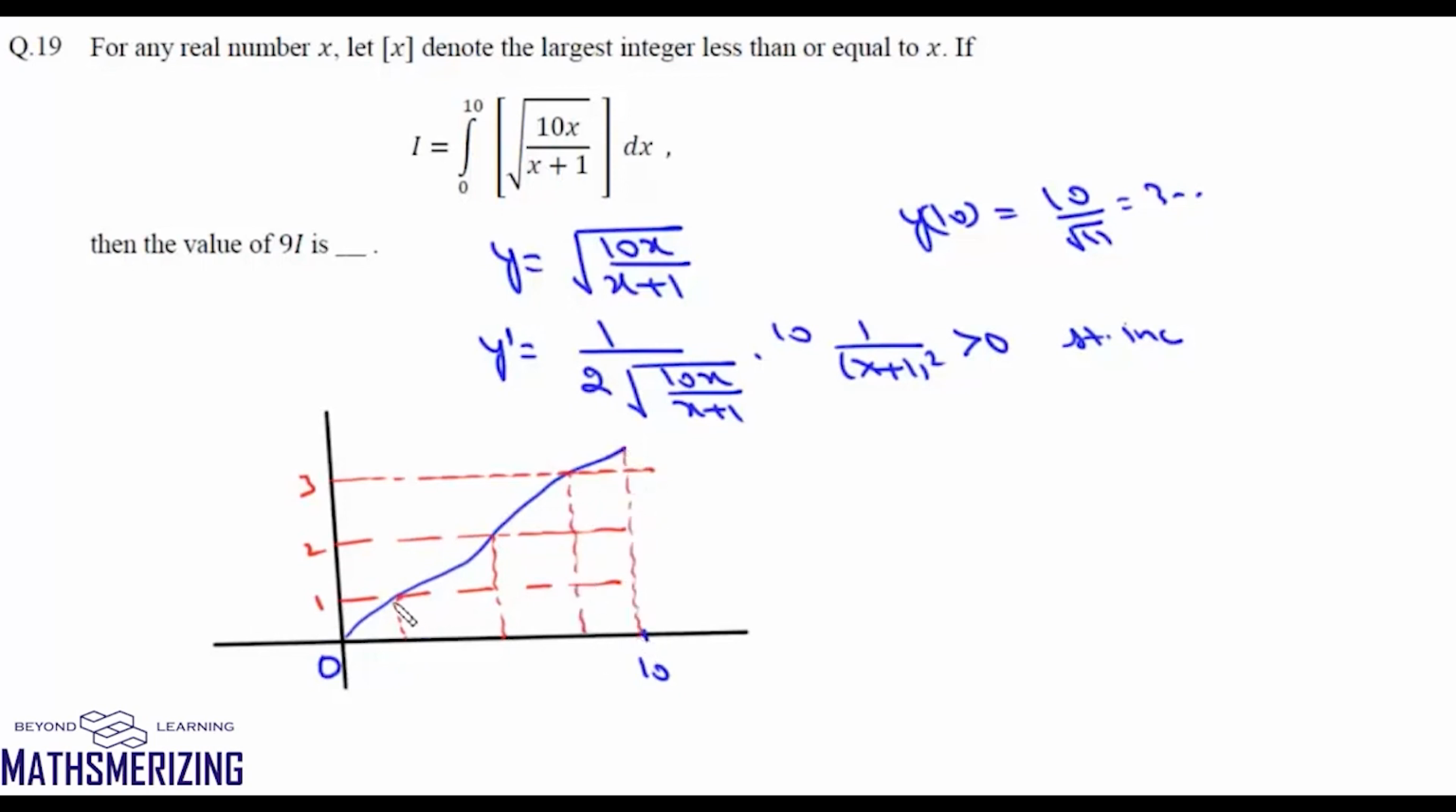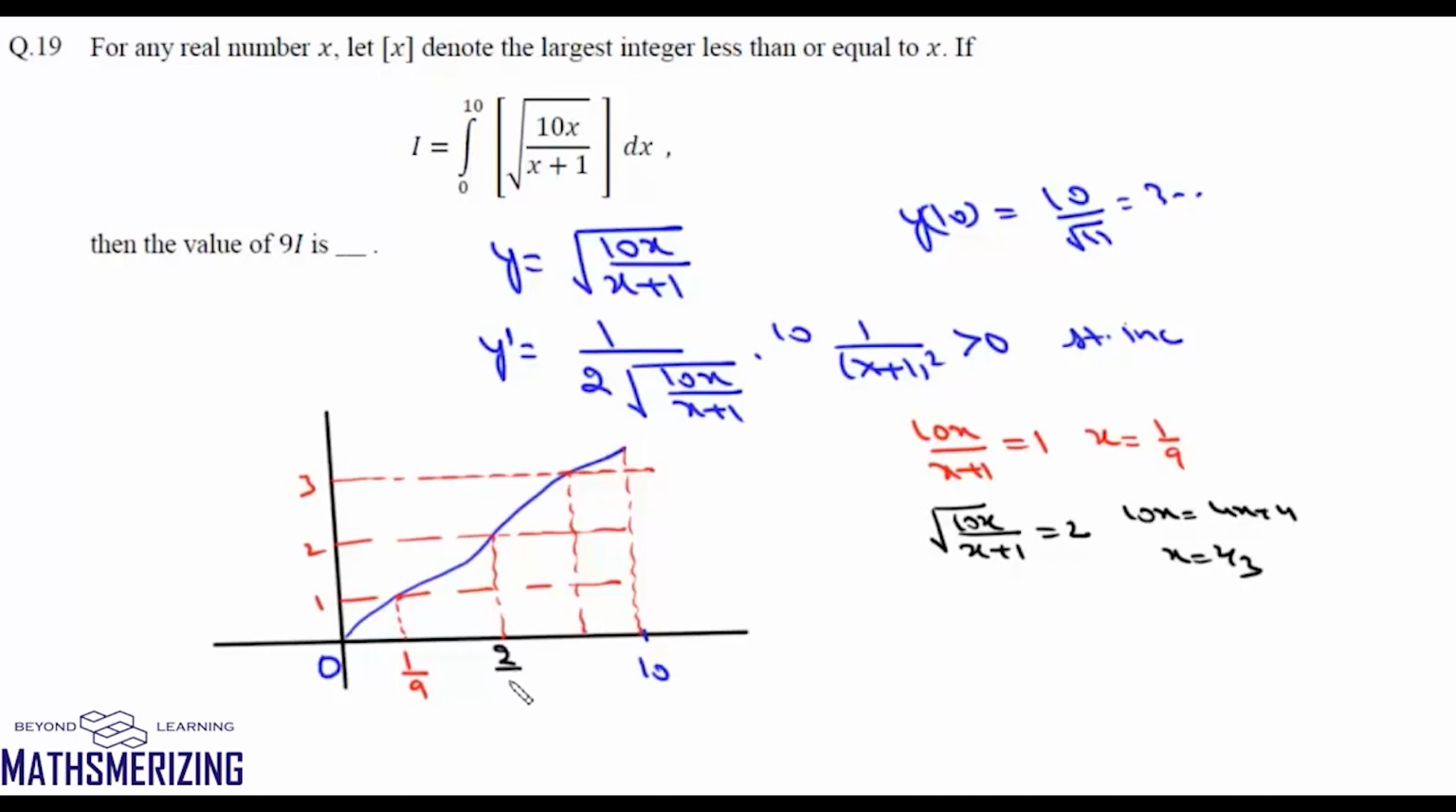Now this point is when the value of this function is 1. So if we take this as 1, we'll get 10x upon x plus 1 equal to 1. So the value of x here is 1 by 9. So this point is 1 by 9. Now for this, we'll put root of 10x upon x plus 1 equals 2. Now we square it, we'll get 10x equals 4x plus 4, or the value of x is 2 by 3.